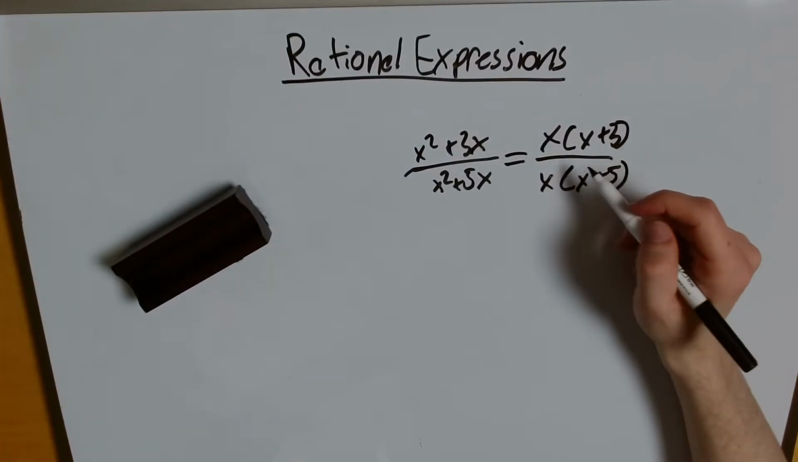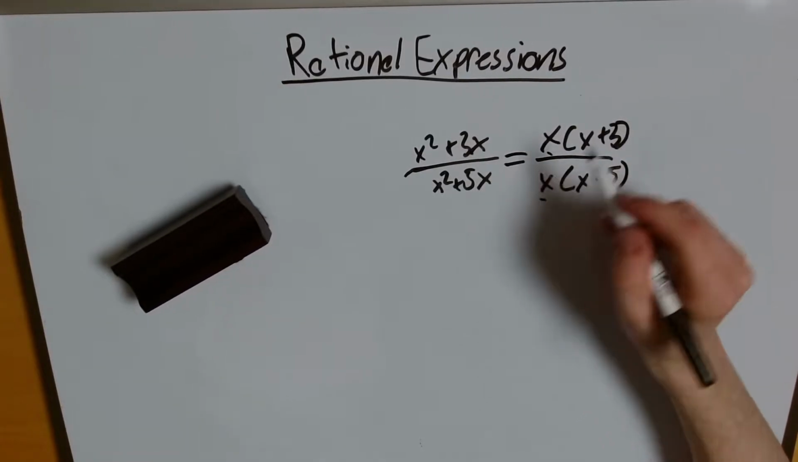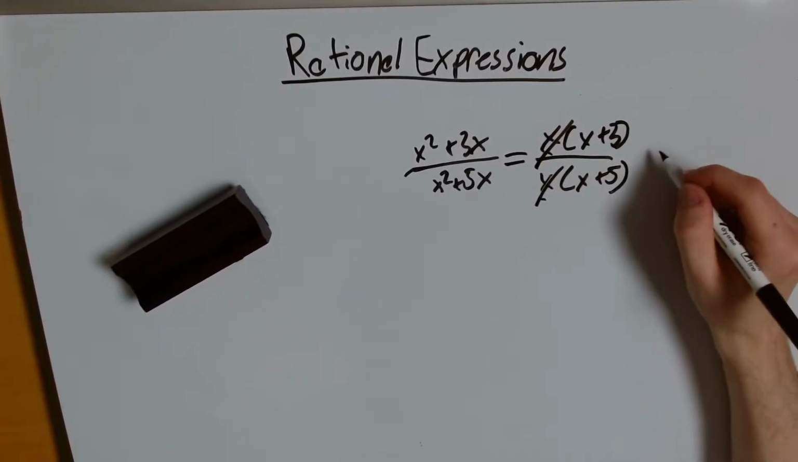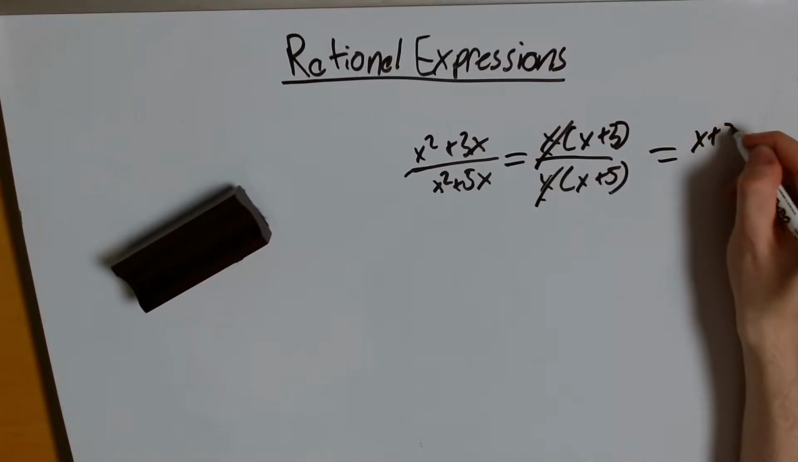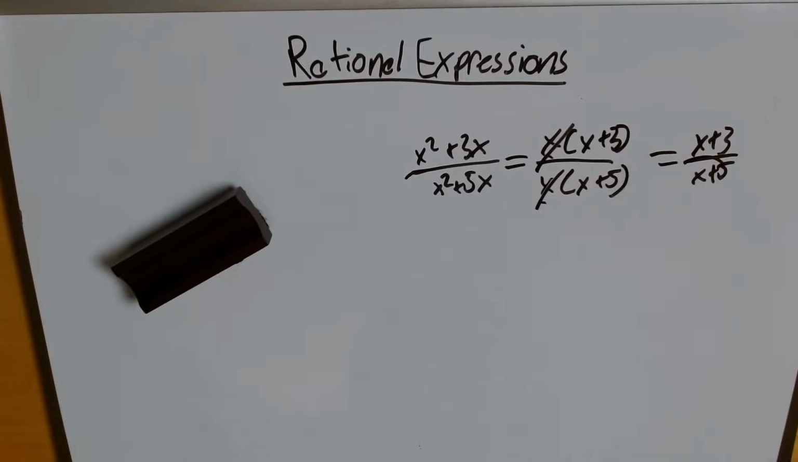And I notice, well, I have an x in the numerator and an x in the denominator. So I can really just cancel out an x on both sides and I'm left with x plus 3 over x plus 5. That's nice and clean, and that looks absolutely lovely. So, we're done.